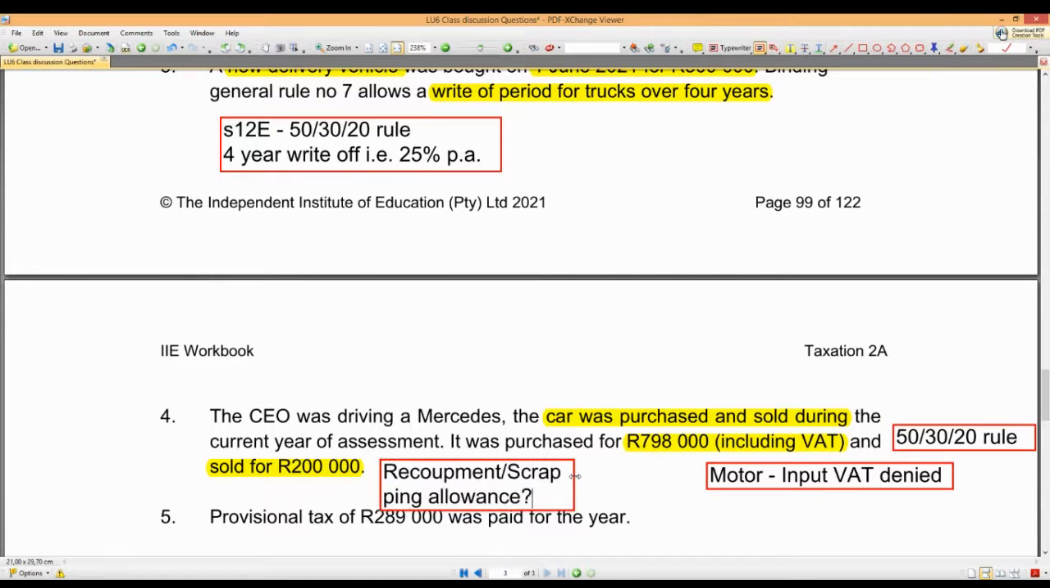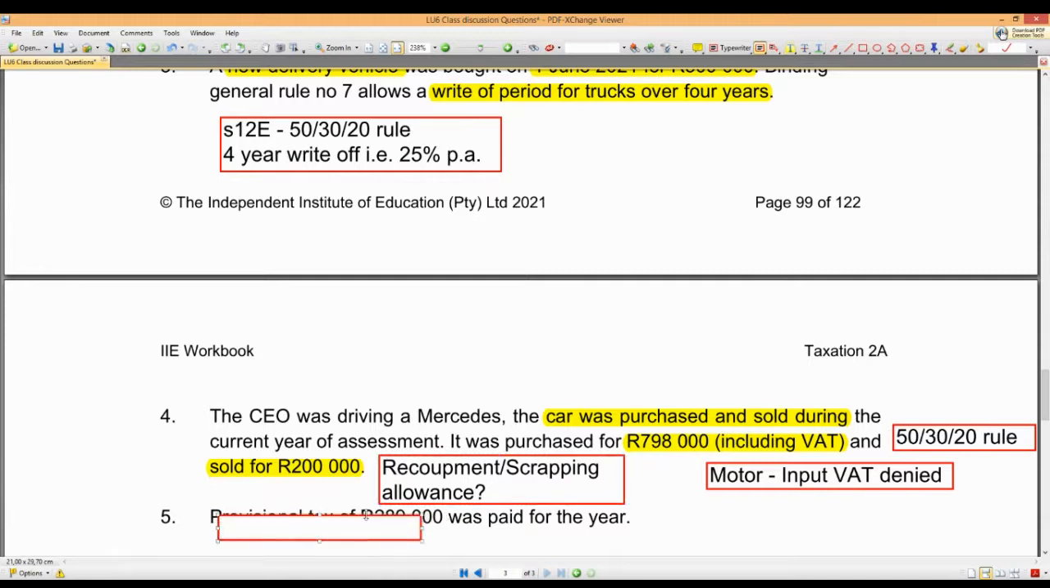Okay, so that is what this information tells us, and then the last bit of information tells us the provisional tax payment is $289,000 for the year, which we take into account after we've worked out the normal tax for the year to work out the tax payable. Okay, so I'm quickly going to stop sharing here, and then let's just finish this question. And then we are done for today.